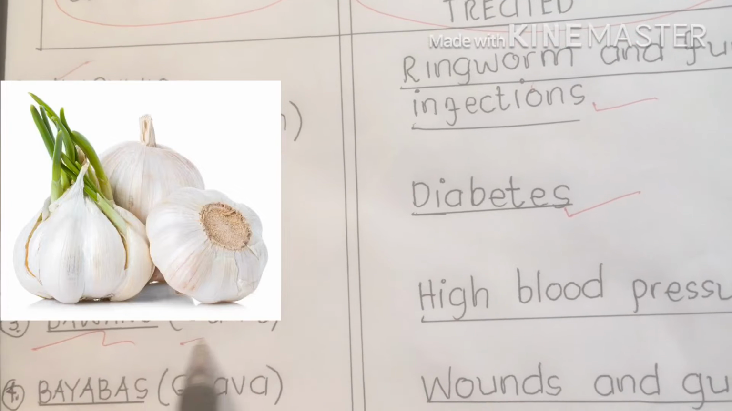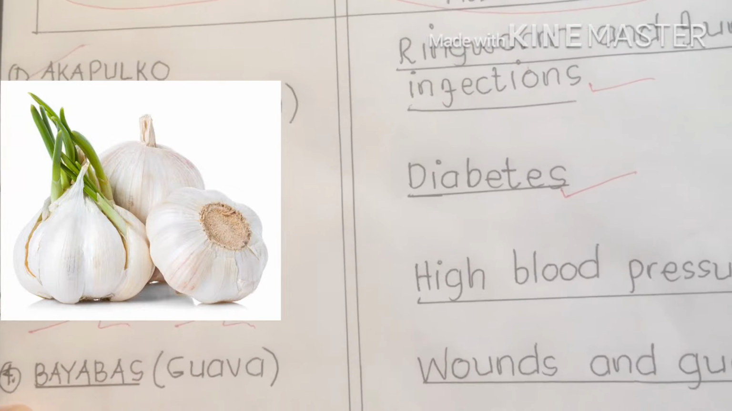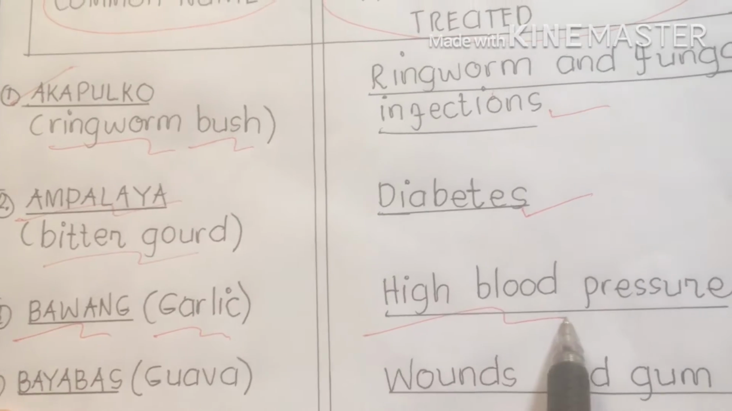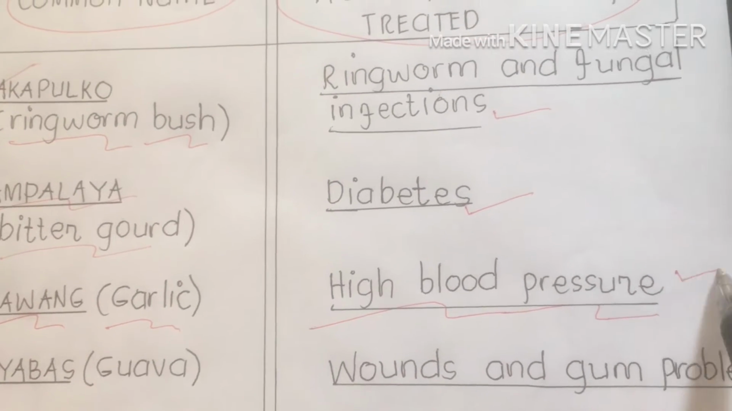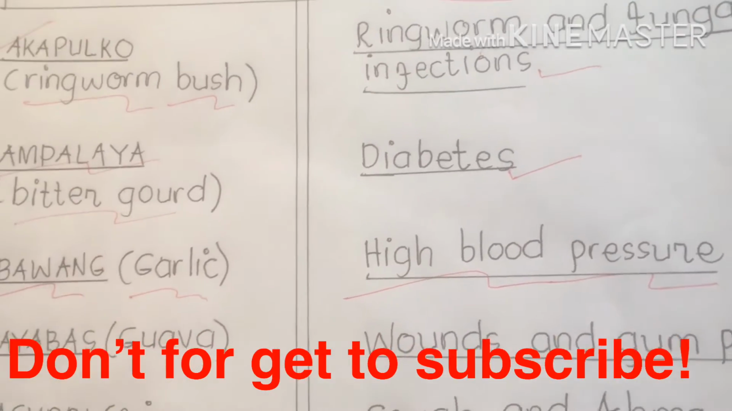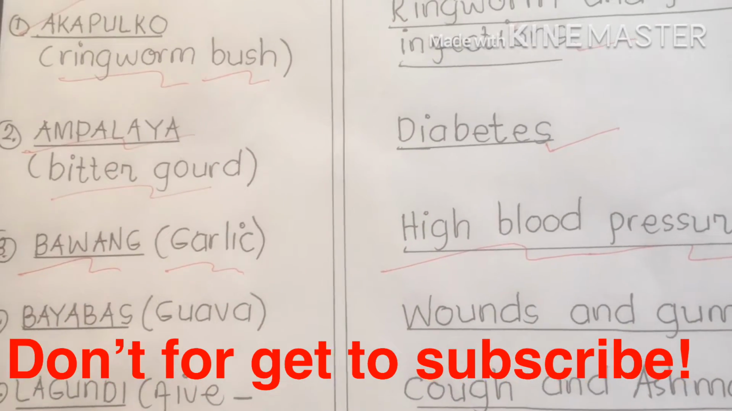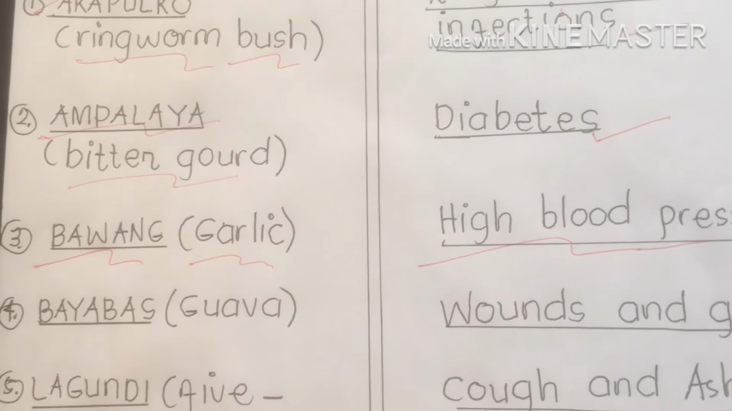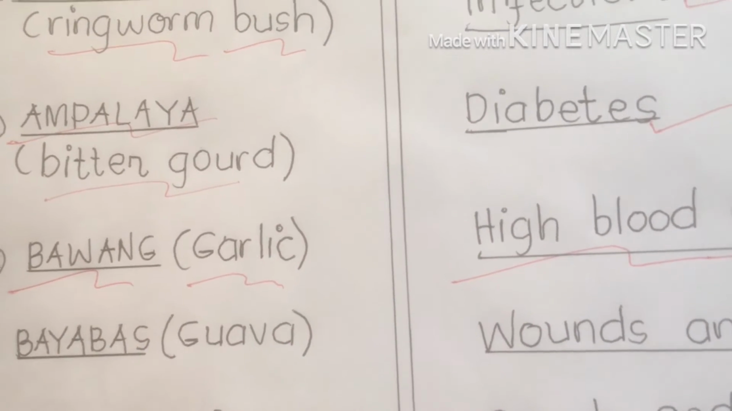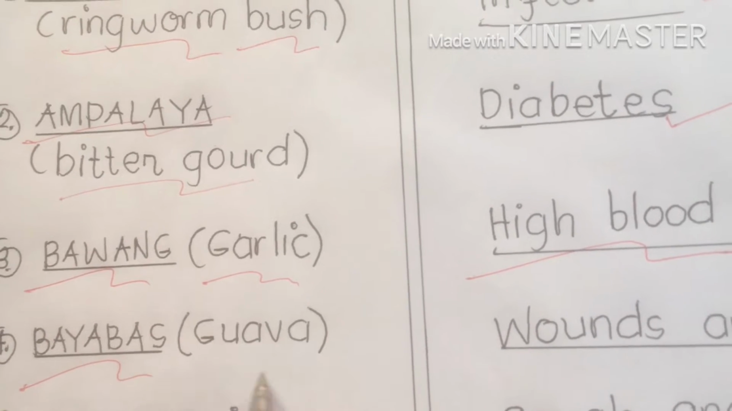Bawang or garlic. Remember, class, this is ailments relief or treated for high blood pressure, or BP, po. Okay, that's garlic. You can buy it in the market. It's either 20 pesos, 50 or more than that. That's bawang or garlic. Number 4 is bayabas or guava, class.